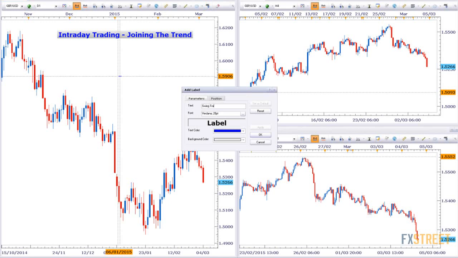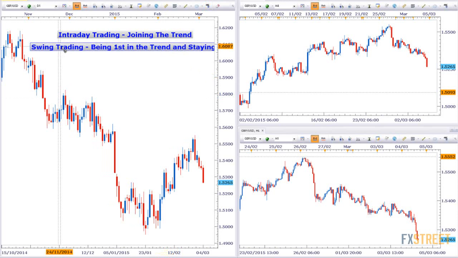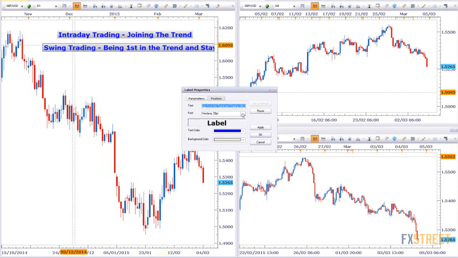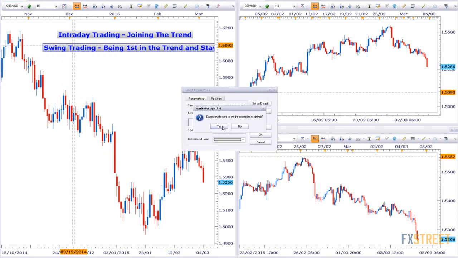swing trading is about being the first in the trend, and staying with it. I like to try and do that. Obviously, every trend is going to come to an end at some point. But if you were to describe it, swing trading is being the first in and staying with it. Let's make that a little smaller because I haven't got a lot of space on my chart. There you go.